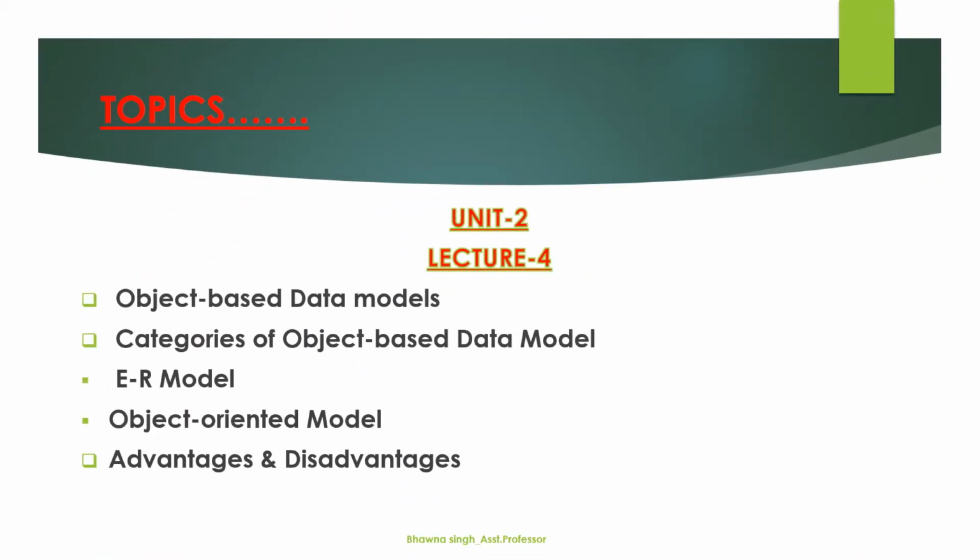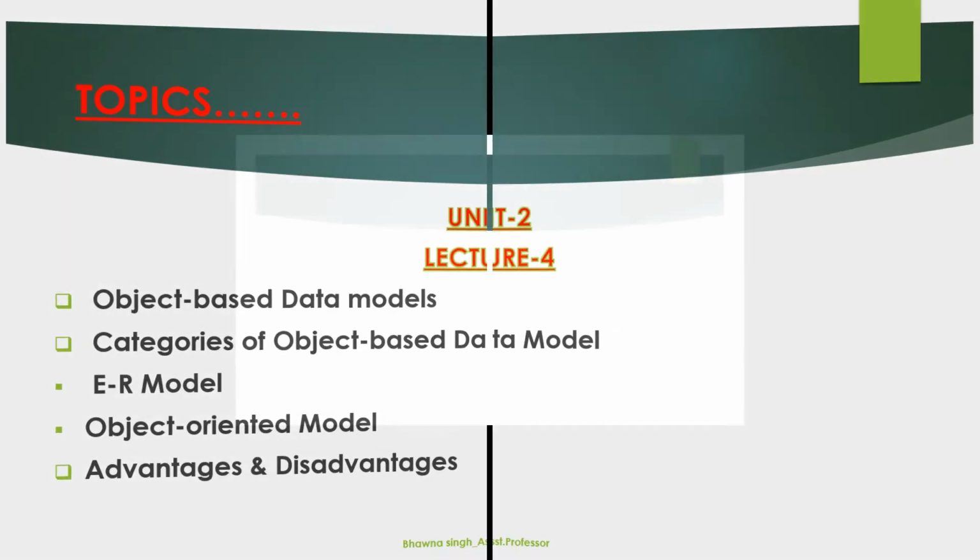Students, in the previous session we discussed what data models are and what their various types are, and we discussed the record based data model. Now in today's session we will continue with the object based data models and its categories, that is ER model and object oriented model, and at the end we will discuss the advantages and disadvantages of each model in detail. So let's start with today's session.